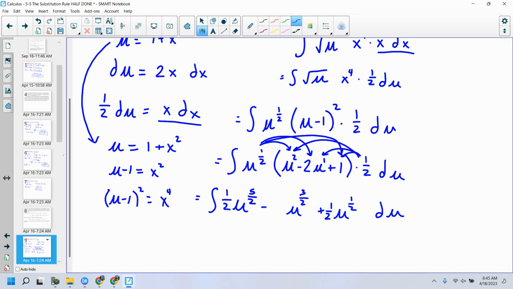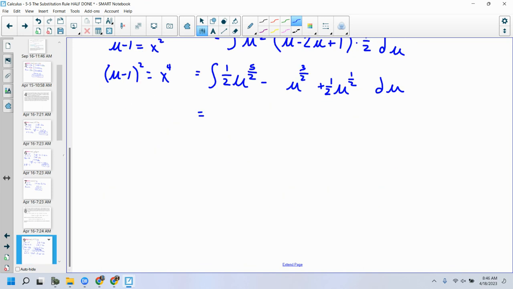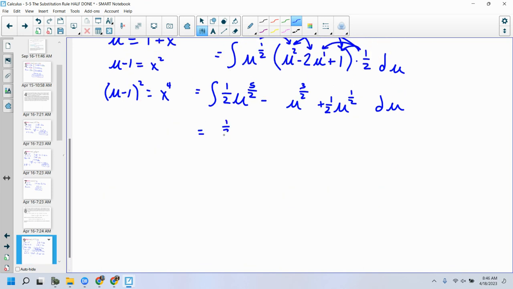Now can I evaluate the integral? Yeah, this is just a power rule, right? Just a polynomial rule. So that's equivalent to, we got 1/2 u to the 5/2 up 1. What's that going to turn out to be? 7/2, right? 5/2 plus 2/2 is 7/2, divided by 7/2. Minus, okay, we got u to the 3/2. So up 1, 5/2. u to the 5/2 over 5/2.